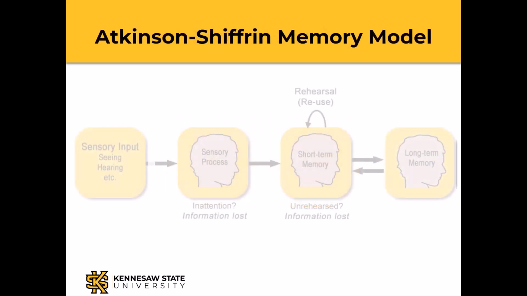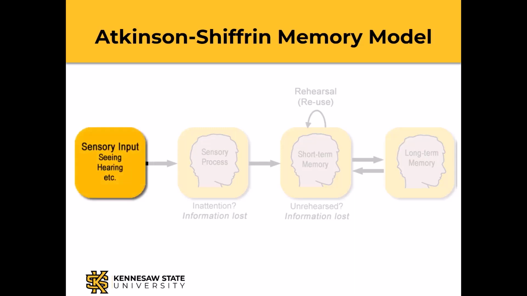Let's look at something called the Atkinson-Shiffrin memory model. The model was proposed in 1968 by, as you might expect, Atkinson and Shiffrin, and changed and enhanced for several years afterward. There are more recent theories of memory, and not all psychologists agree about how this works. Even so, this model can help us understand what we need to do to learn effectively.